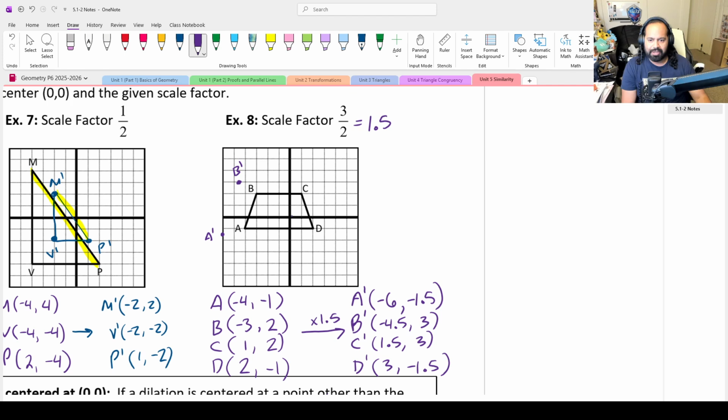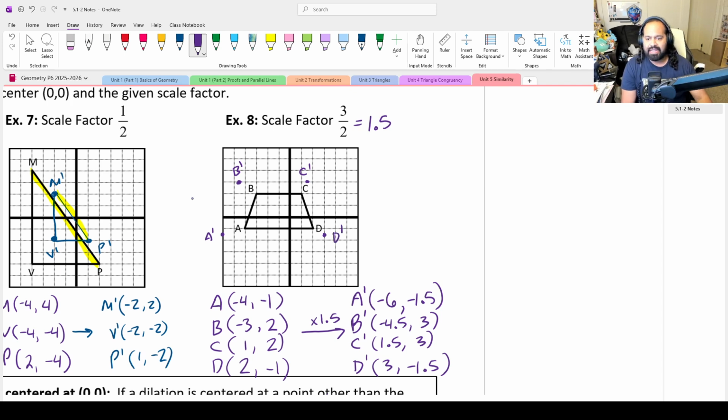Same thing with C prime. We're going to go 1 and a half. And then up 3. 1, 2, 3. Lastly, we got D prime. So then that's going to be (3, -1.5). 1, 2, 3. And then negative 1 and a half.